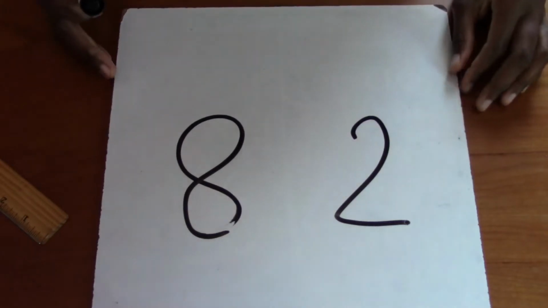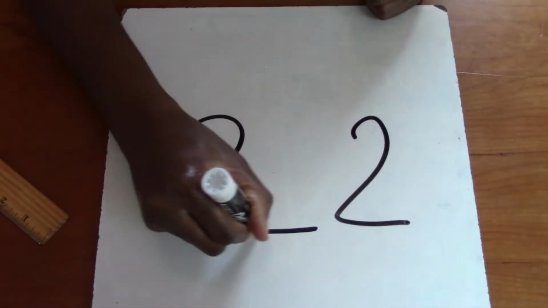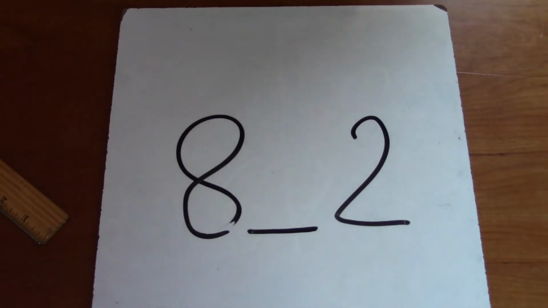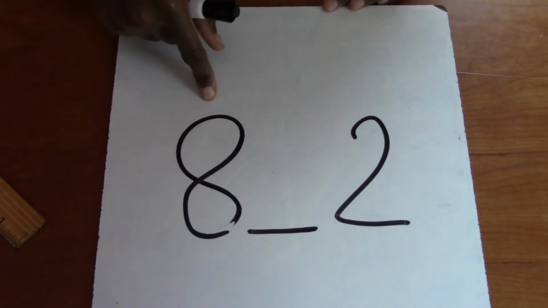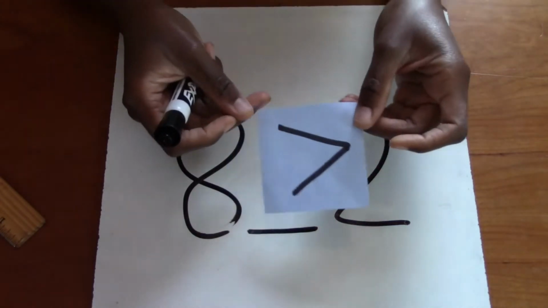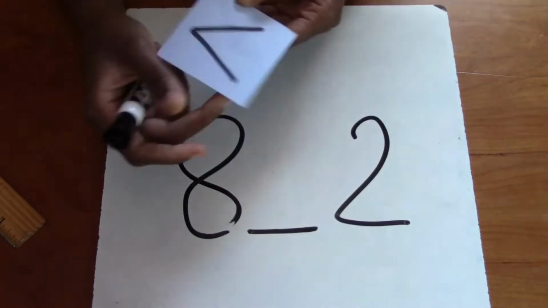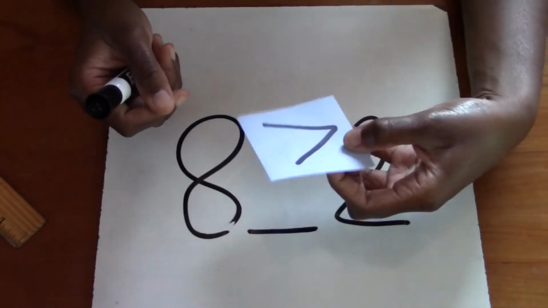All right, so I have two numbers. I'm gonna put a blank in between them. And I wanna figure out which one is larger. Is 8 less than or is it greater than 2? So I have my little symbol. Remember, my symbol always wants to eat the larger number.